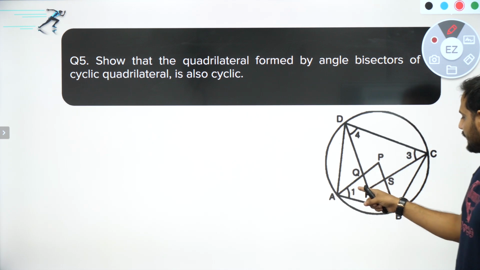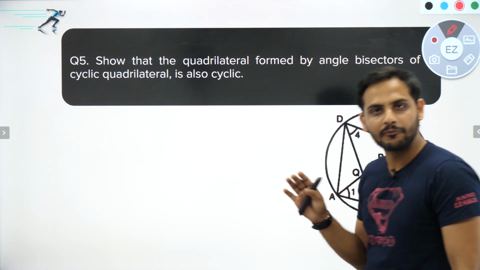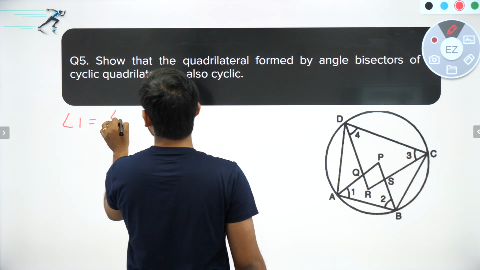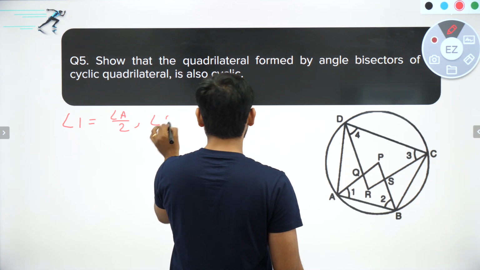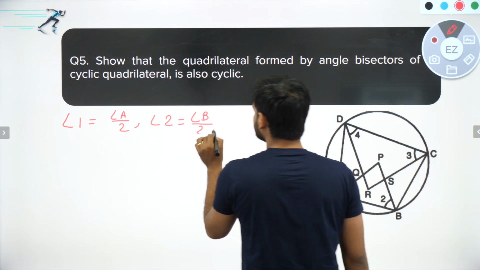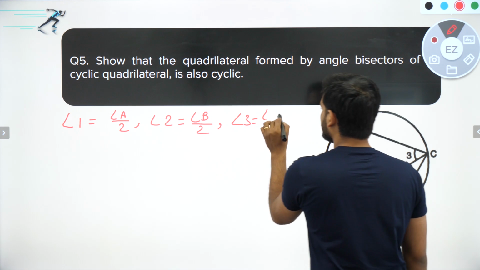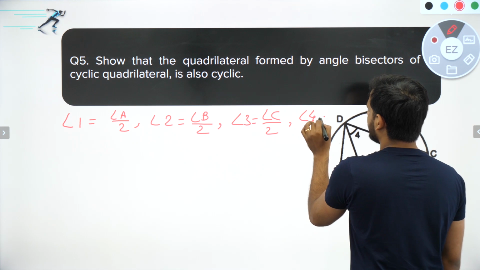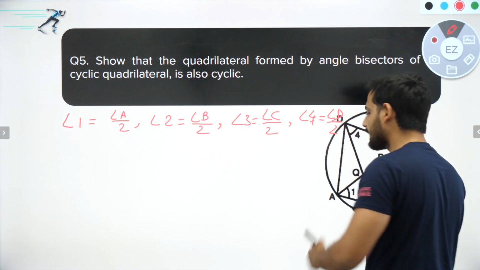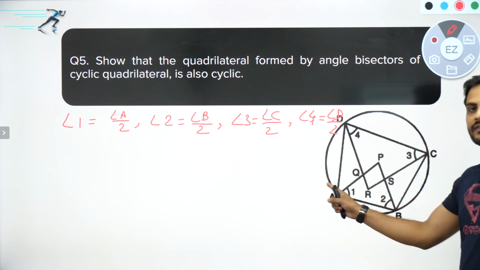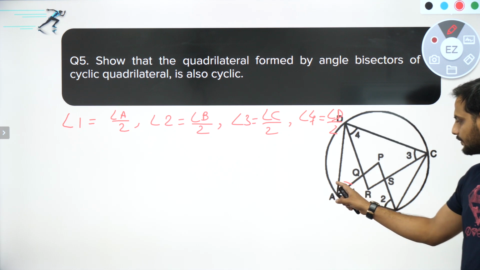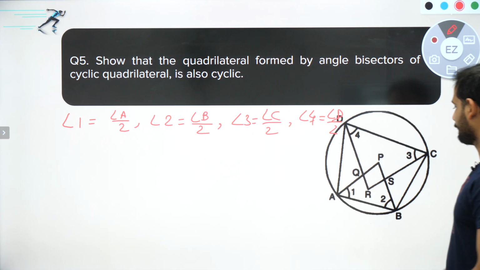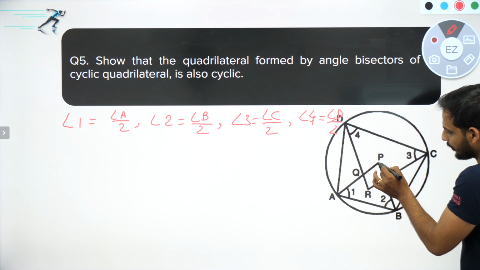See, these angle 1, angle 2, angle 3, angle 4, these are formed by angle bisectors. So you can see that angle 1 is angle A by 2, angle 2 is angle B by 2, angle 3 is angle C by 2, and angle 4 is angle D by 2, right? Because these are angle bisectors. Angle bisector means they are dividing into two parts. So this is half part of angle A, this is half part of angle A. Correct?